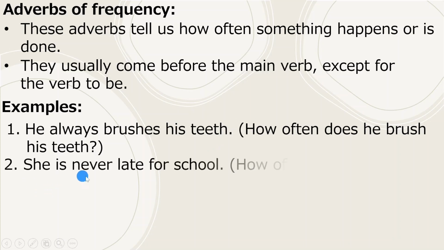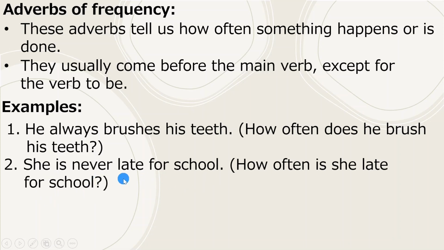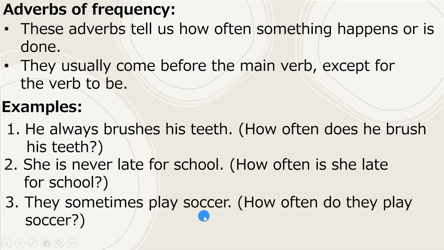Then number two, she is never late for school. In this case, the word never here becomes the adverb of frequency. It is telling us how often she is late. She is never late for school. Then number three, they sometimes play soccer. The word sometimes here becomes the adverb of frequency. It is telling us how often they play soccer.